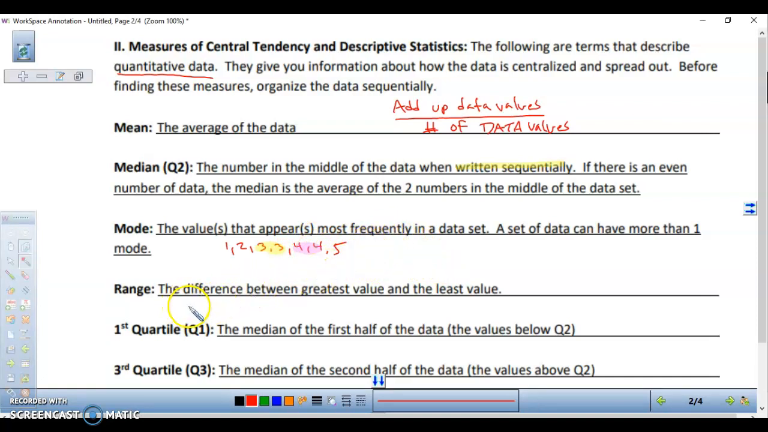The range of the values, or the range of the data, is the difference between the greatest value and the least value. So back to this example, the way you'd find it is simply, difference in math is subtraction. So you would just do 5 minus 1. So the range of the data would be 4.